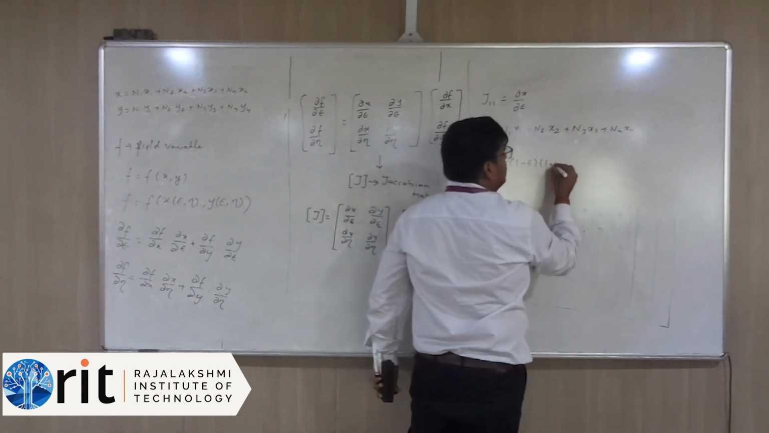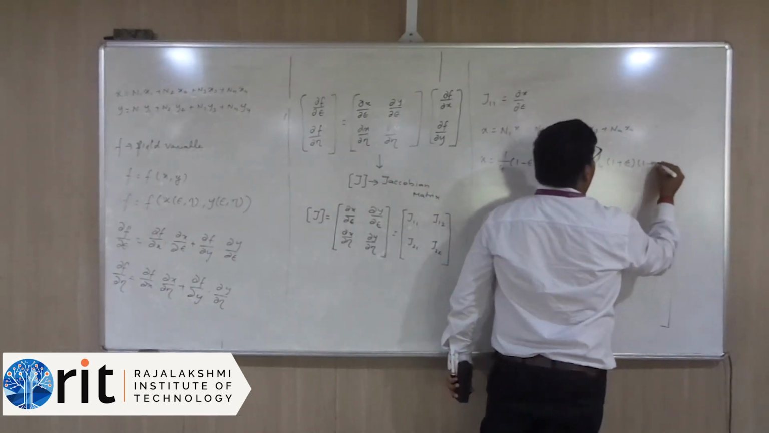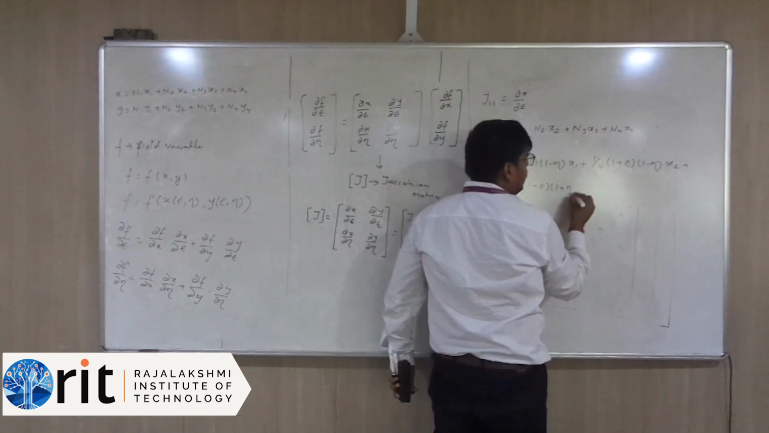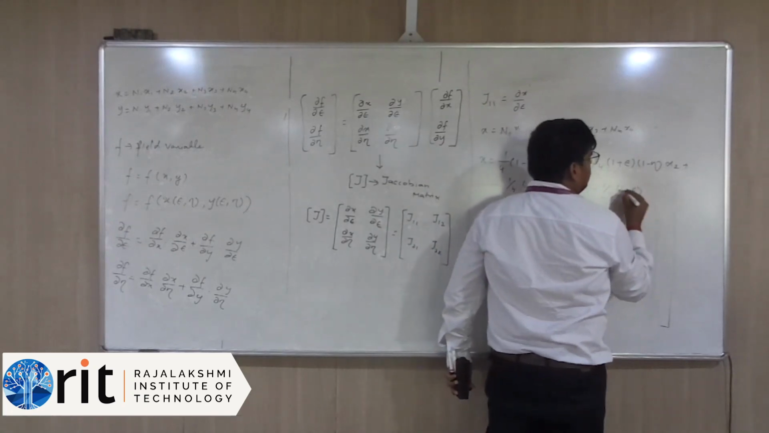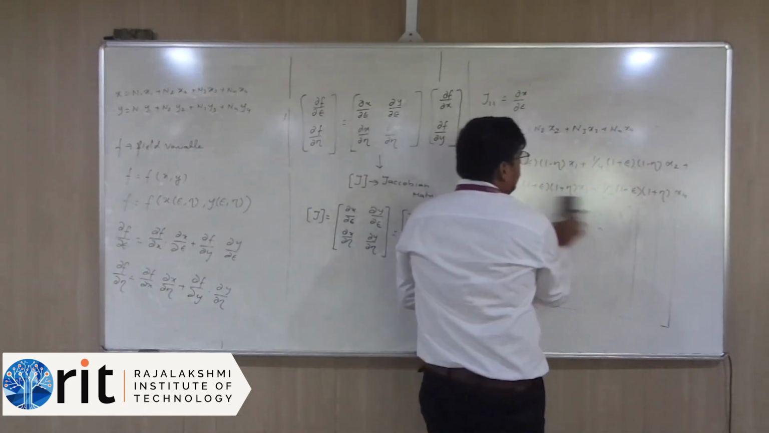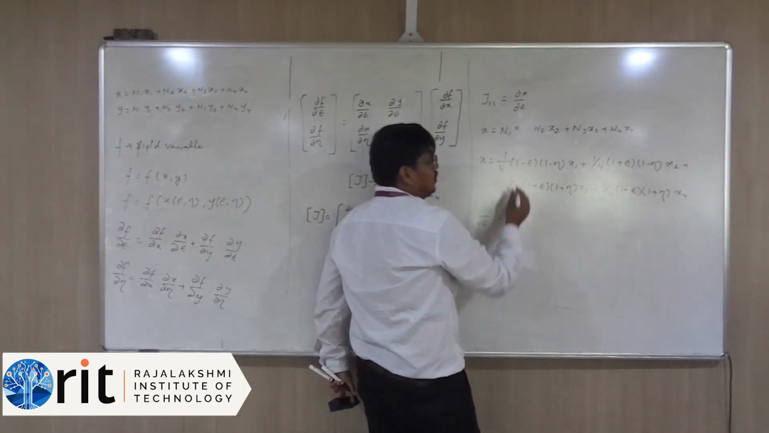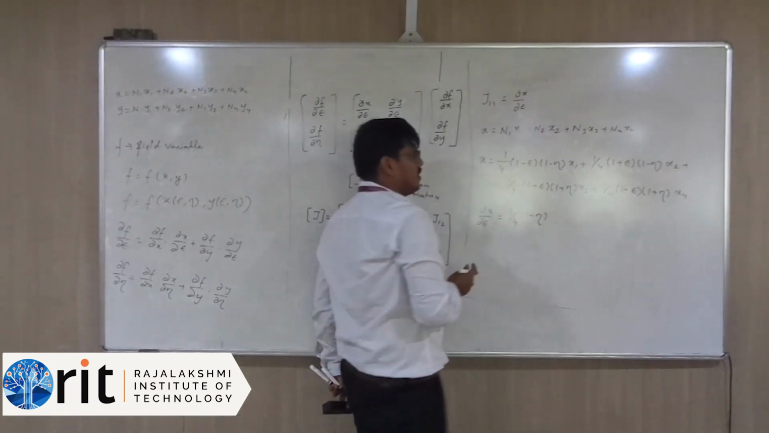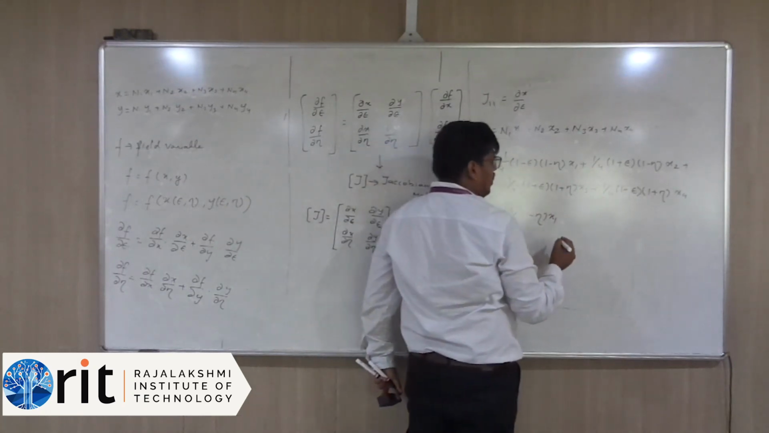1 by 4 into (1 minus epsilon)(1 minus eta) instead of N1, into x1, plus 1 by 4 into (1 plus epsilon)(1 minus eta) into x2, plus 1 by 4 into (1 plus epsilon)(1 plus eta) into x3, plus 1 by 4 into (1 minus epsilon)(1 plus eta) into x4. Now what we have to do? We have to differentiate x with respect to epsilon. So dou x by dou epsilon equals, while differentiating, 1 by 4 and (1 minus eta) are constants, and x1 is also a constant. Now we have to differentiate only (1 minus epsilon). If we differentiate 1, we get 0.